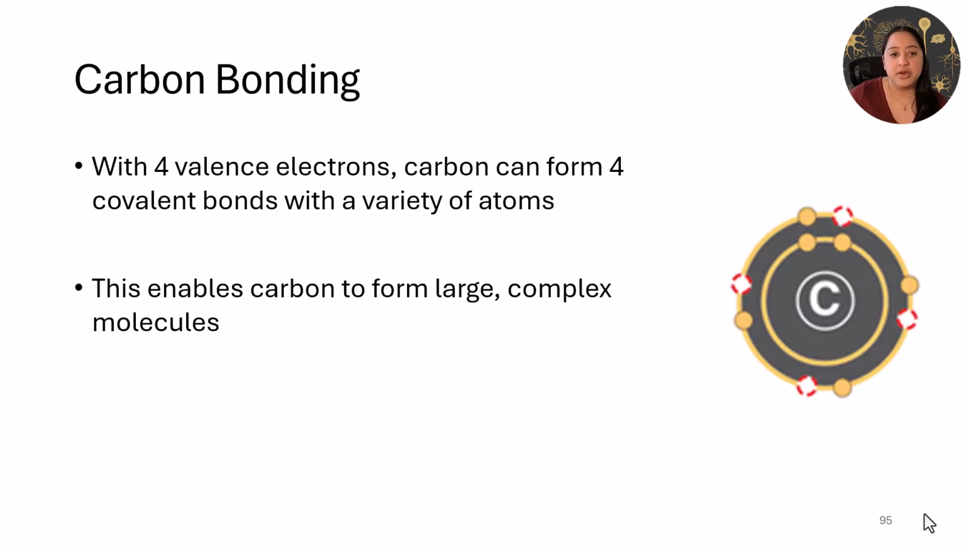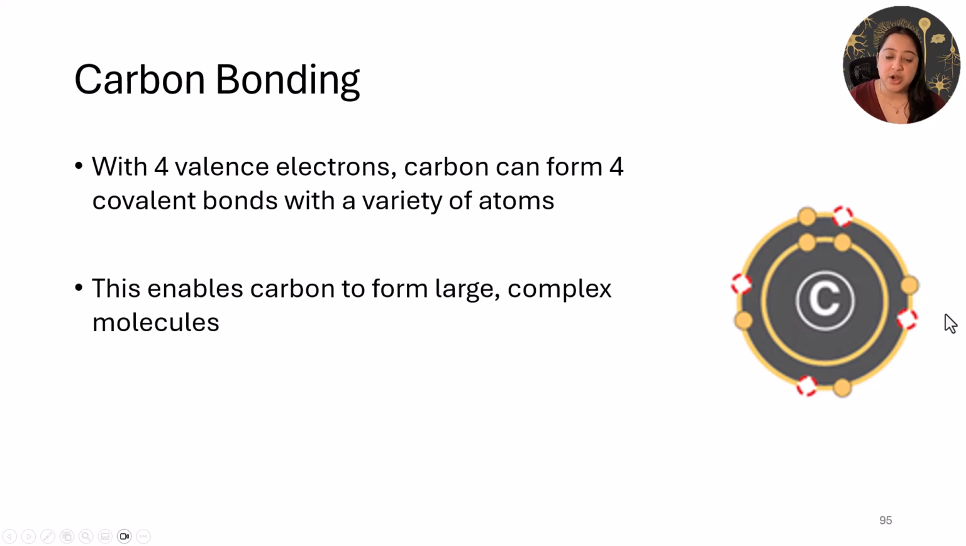And so for carbon specifically, carbon has 4 valence electrons. So remember, the first shell can only hold 2 electrons, the next shell can hold up to 8, but carbon only happens to have 4 valence electrons there. So it has 4 open spots, as shown in this figure. So it can bond and wants to bond with up to 4 different atoms because it wants to fill its electron valence shell.